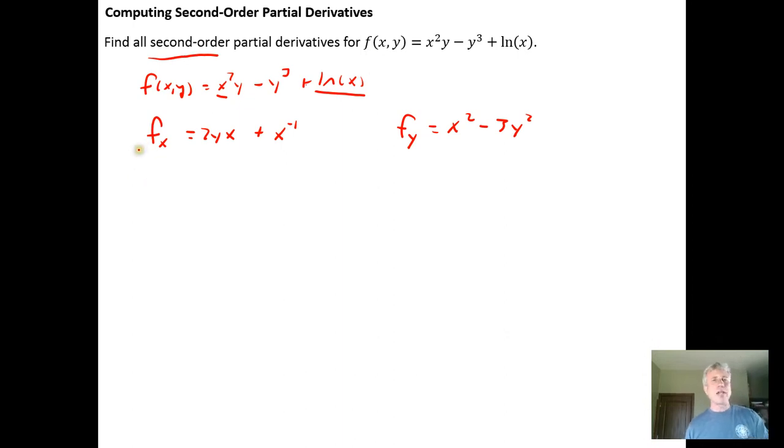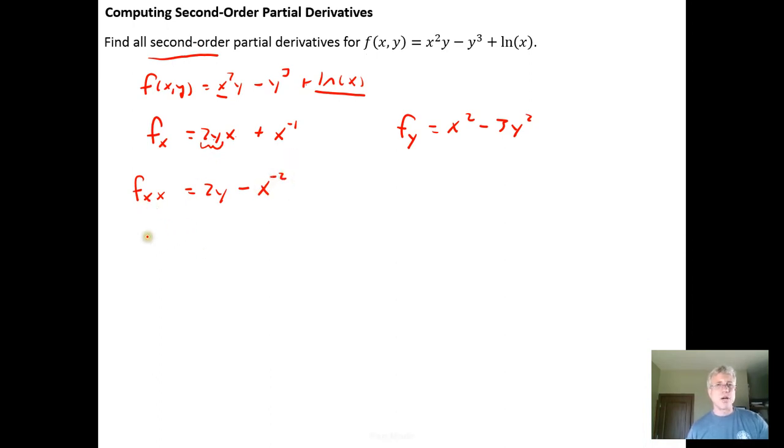Once I do that, I can calculate the second partial derivative. So I can calculate f sub xx. I've already taken the derivative with respect to x. This says do it one more time. So I go to my partial derivative with respect to x, and then I take its derivative with respect to x again. The derivative of 2yx, we're treating y as a constant, so we get 2y. And then the derivative of x to the negative 1 will be minus x to the negative 2.